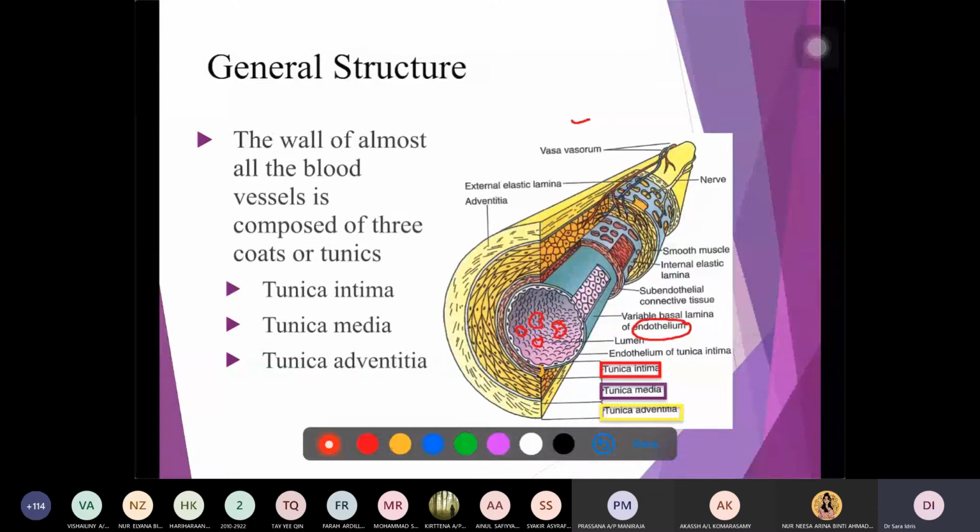And then the outer, or more superficial than that, will be the next layer, which is your tunica media, and then the outermost layer is your tunica adventitia. So tunica intima, innermost, and then the middle layer will be the tunica media, so middle, media, and then the outermost will be the tunica adventitia. And the composition of each tunic will be different depending on the type of blood vessel that you have.